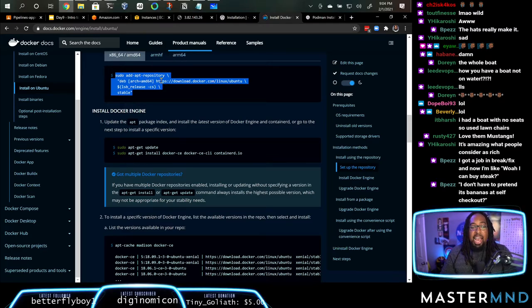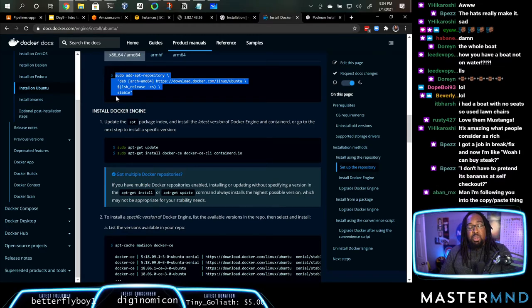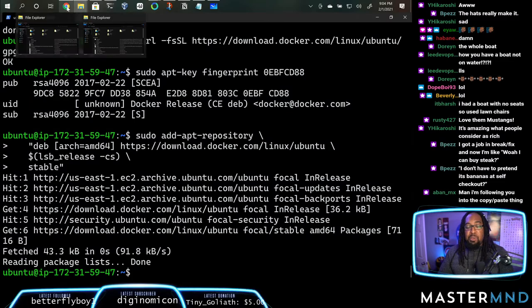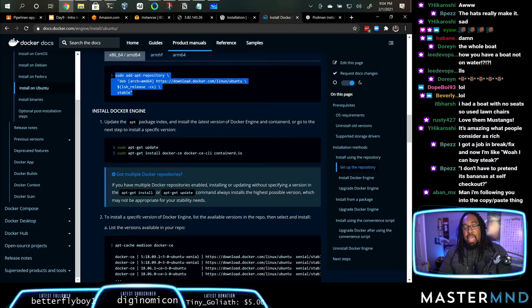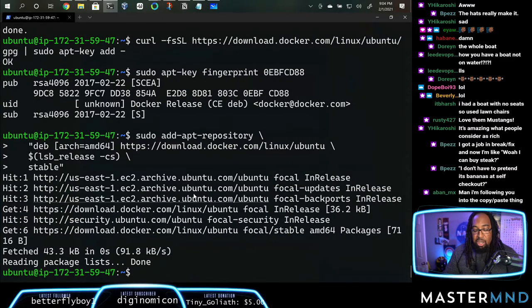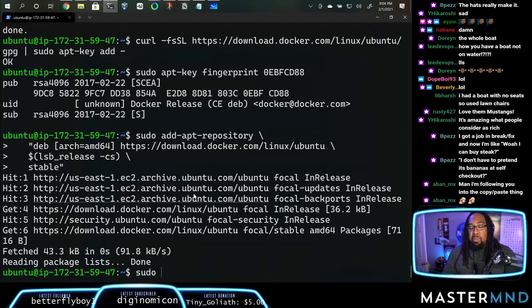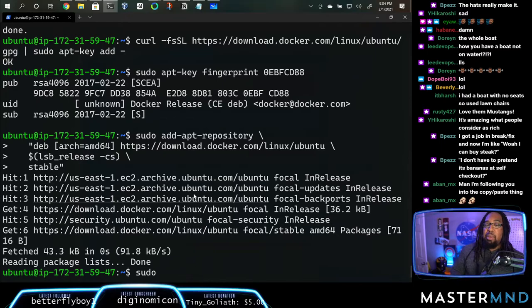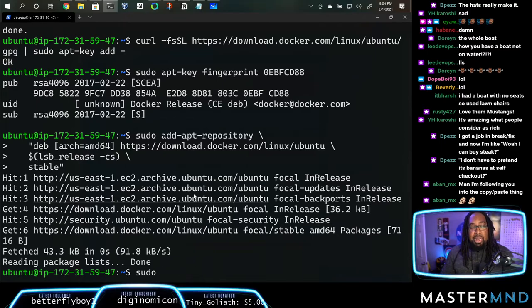So, you know, I don't have to print it as bananas at self-checkout. That is one of the best pieces of your life, when you get to the point where you can go to the grocery store and you have a general idea how much you can spend in your head, but you don't have to be pressed about it. Man, I'm following you into the copy and paste thing.